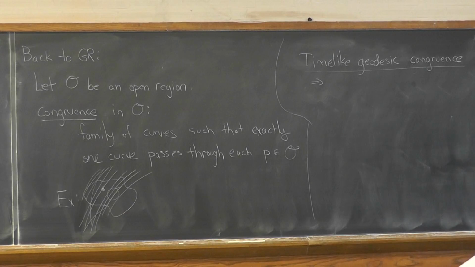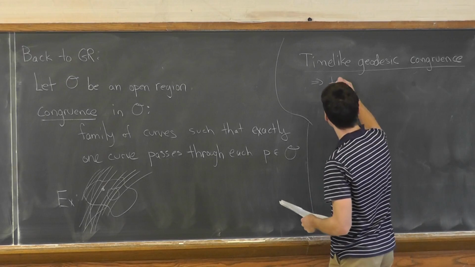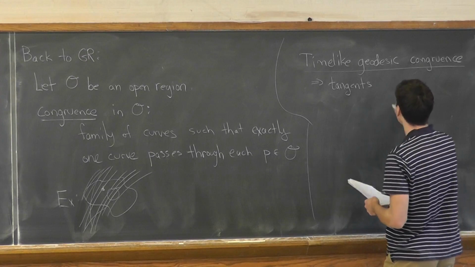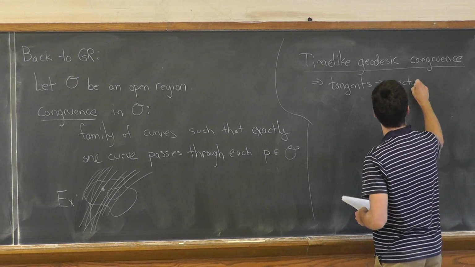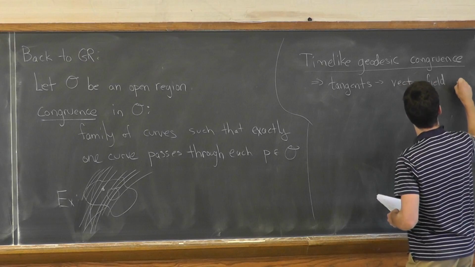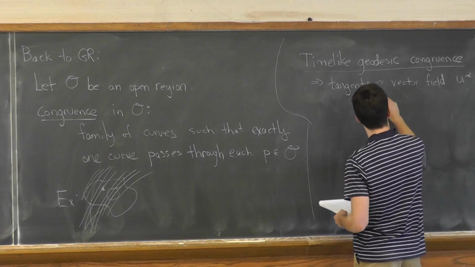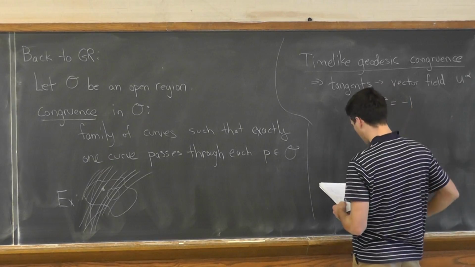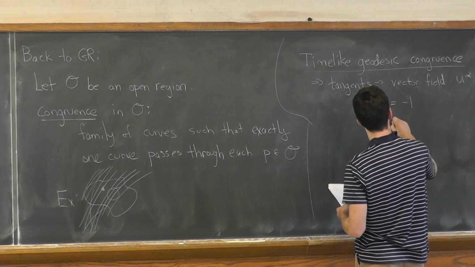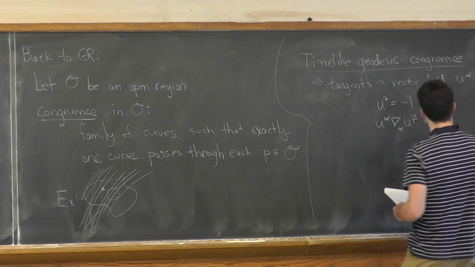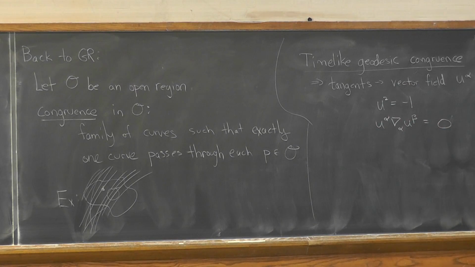If each of these curves in region O is a timelike geodesic, it means that the tangents to those curves give you a vector field u^α, with u² = -1, obeying the geodesic equation in affine form.